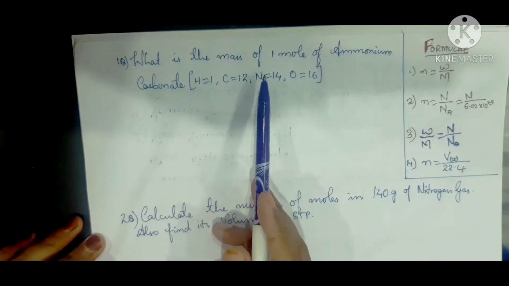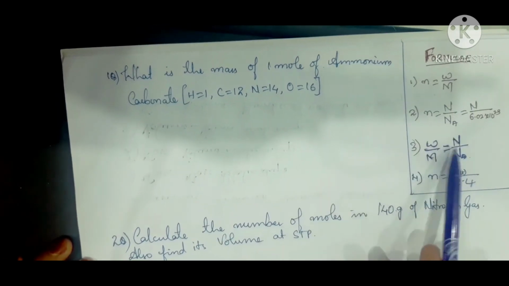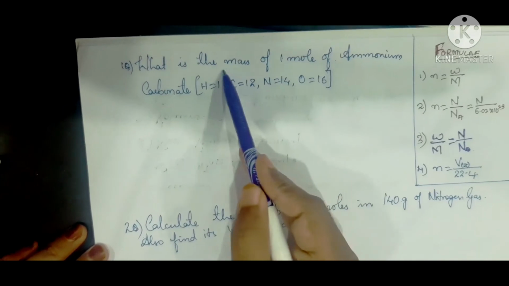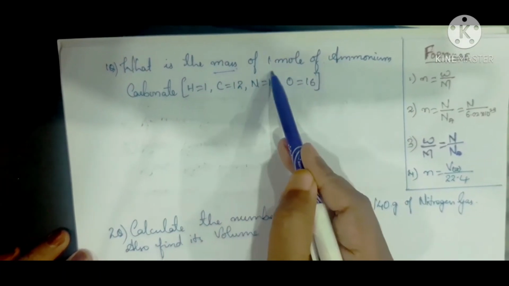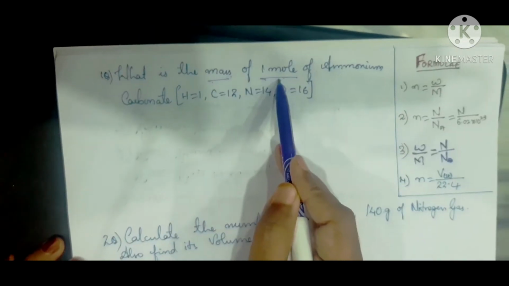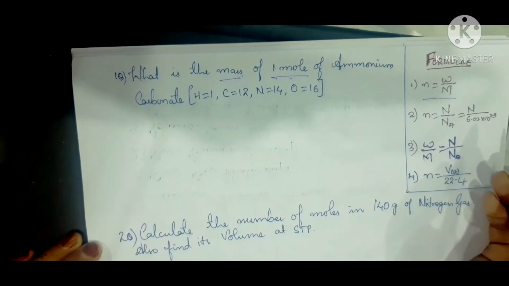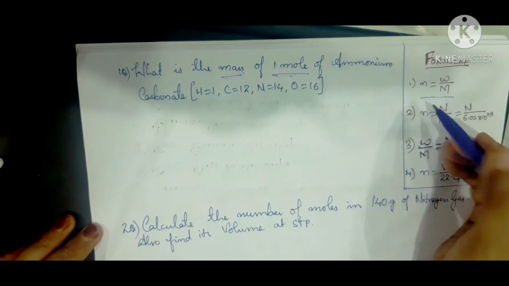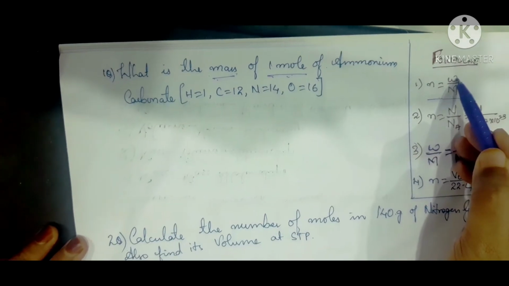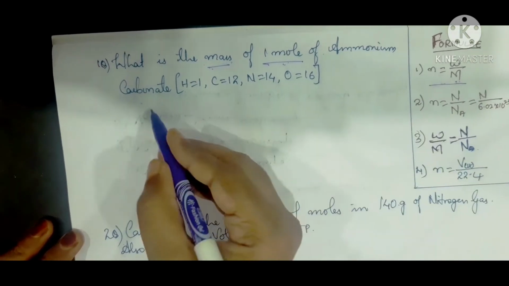These three questions can be solved by using the formula which you have learnt in your earlier class. By seeing this question you can see there is mass and the other one is mole. Wherever there is mass and mole, we have to apply the first formula. Here, what is W? Mass, which we have to find out, and M is the molecular mass of ammonium carbonate.